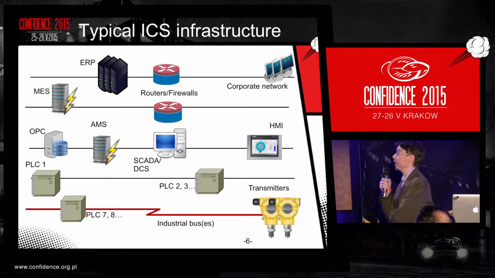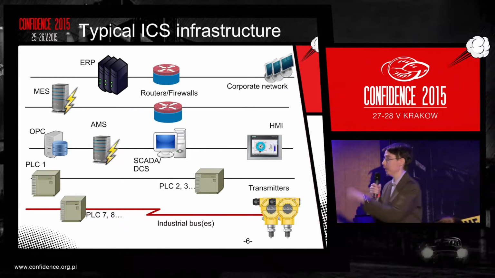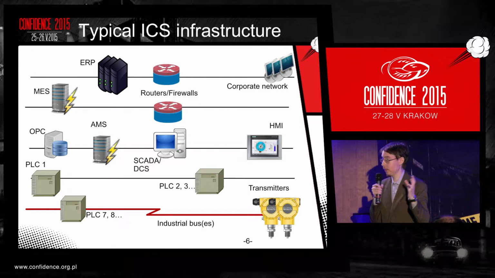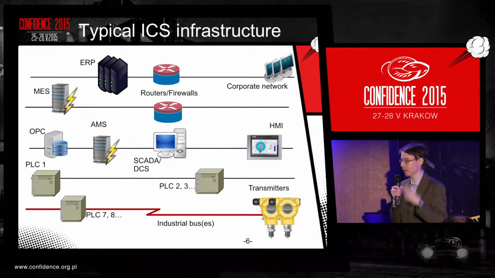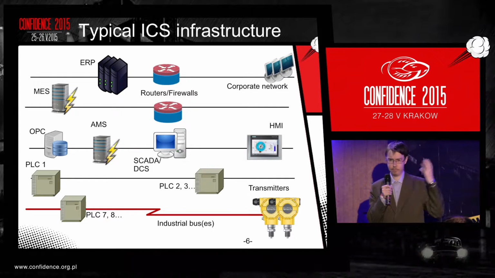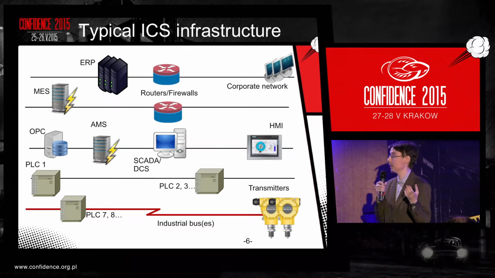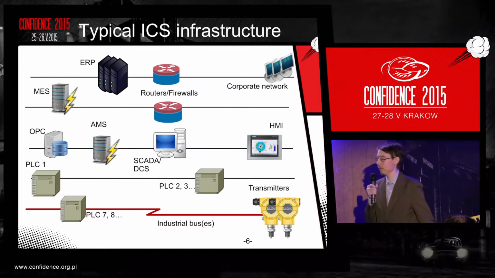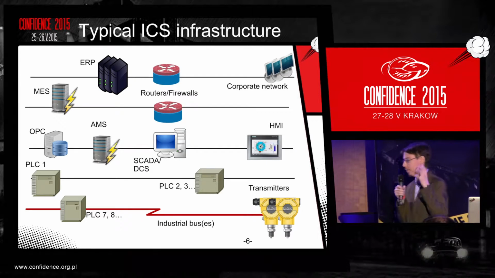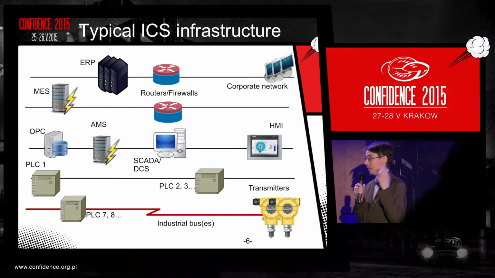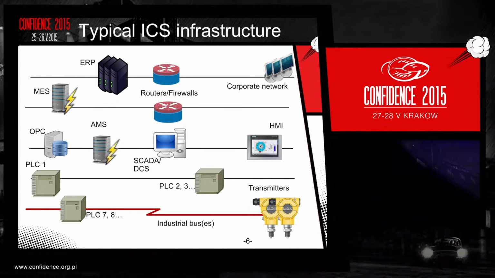And here is the typical ICS infrastructure. It is divided into 3 layers or levels. On the lowest level, we have PLCs and transmitters that are interconnected by industrial buses. On the middle level, you have several servers with SCADA, DCS systems, AMS or OPC software, also human-machine interface devices, and on the upper level, you have a manufacturing execution system that interconnects the middle and lower levels of the infrastructure with the business processes, with the ERP system, with corporate networks.